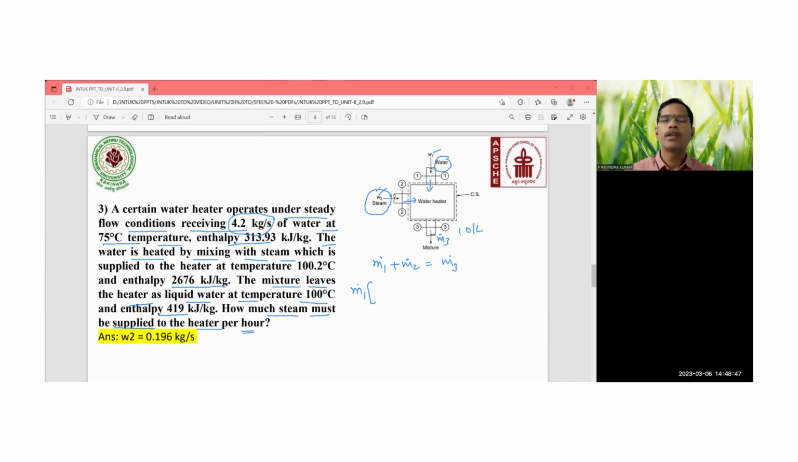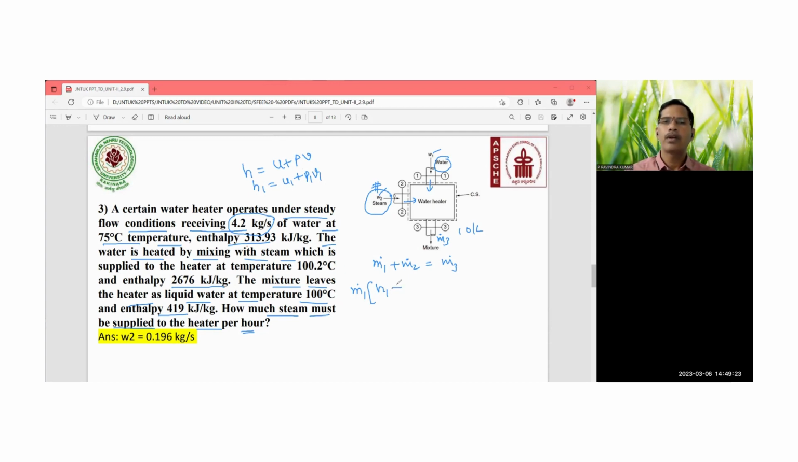So how much steam must be supplied is what you have to calculate. Apply the steady flow energy equation. Because the enthalpy terms are there, I will go directly for the enthalpy. Otherwise, I can go for the internal energy and flow work. Enthalpy H is equal to U plus PV, so H1 is equal to U1 plus P1 V1.